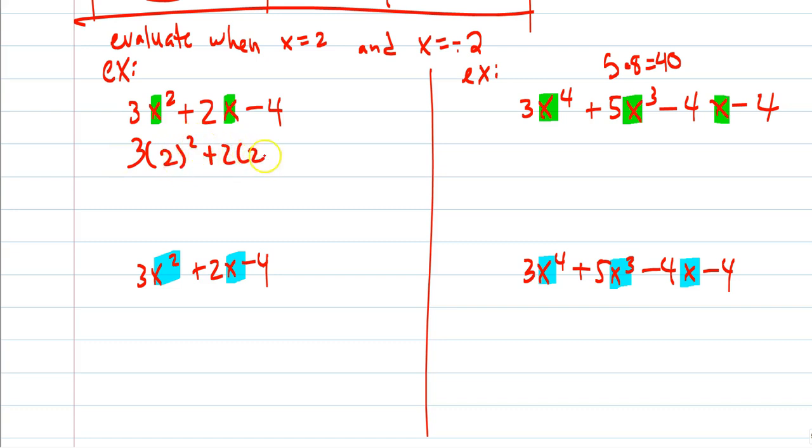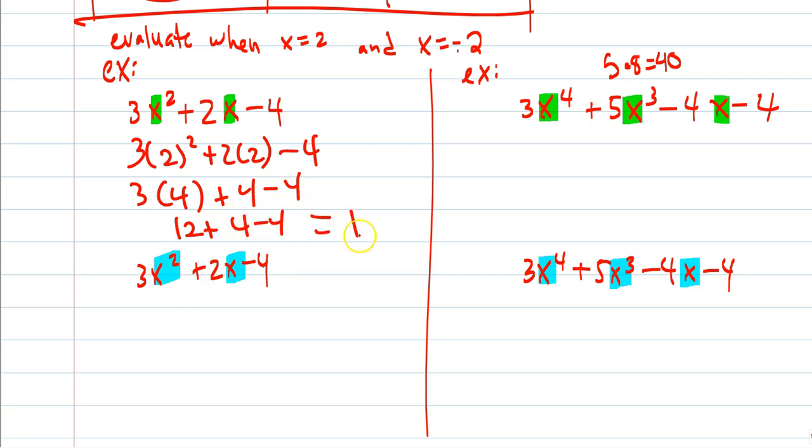So 3 times x squared, if x is 2, plus 2 times x minus 4. 3 times 4 plus 4 minus 4. 12 plus 4 minus 4. This first one should equal 12.